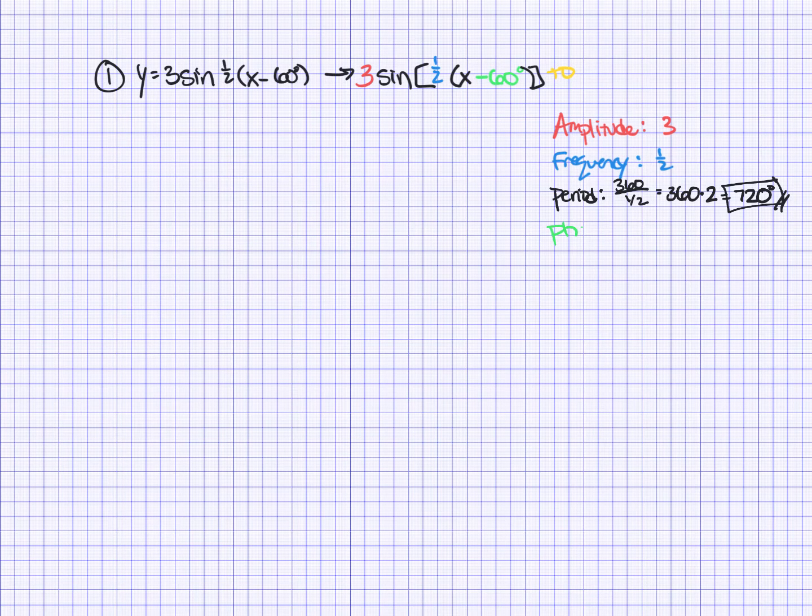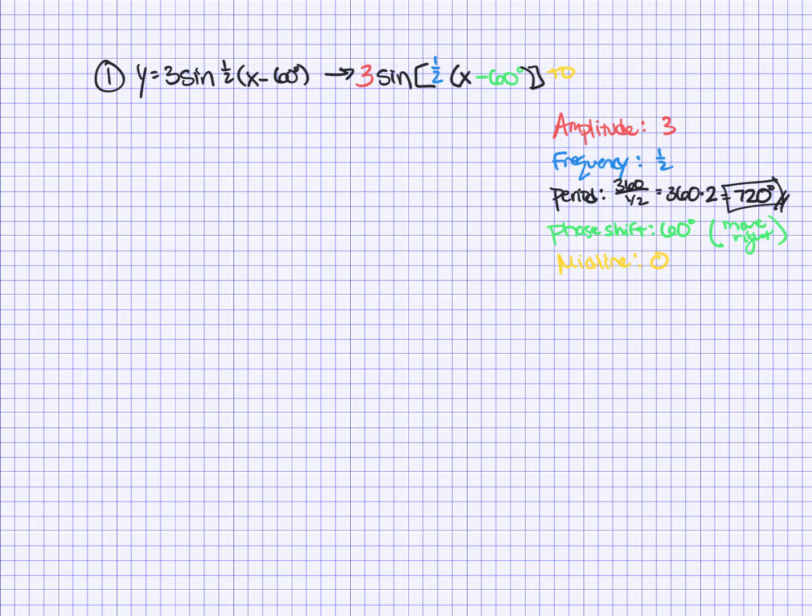Next we have our phase shift of 60 degrees. So I flipped the sign, so it's not minus 60 degrees, it's 60 degrees, or it's moving to the right. It's moving in that positive direction. And then very lastly, our midline, I don't have one, so we're just going to say 0.